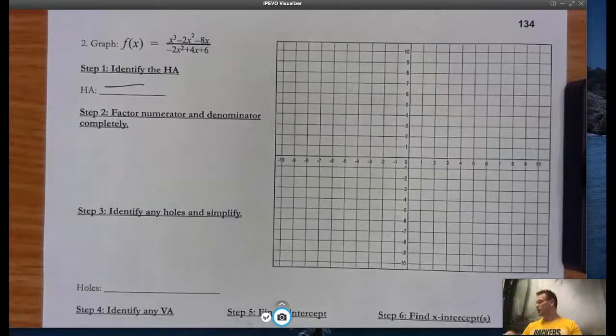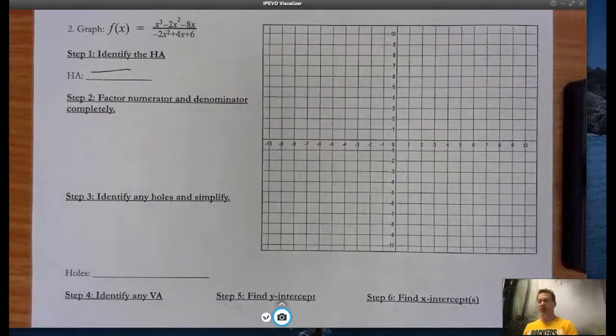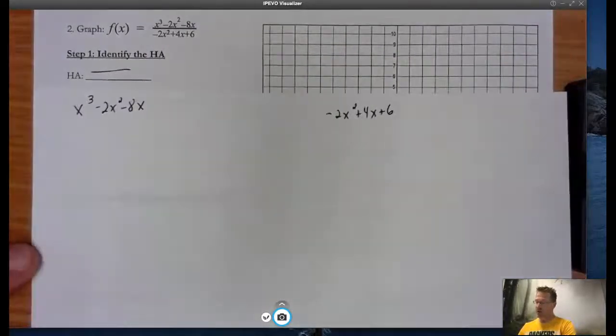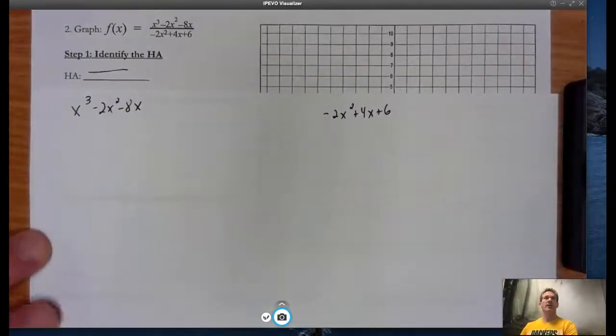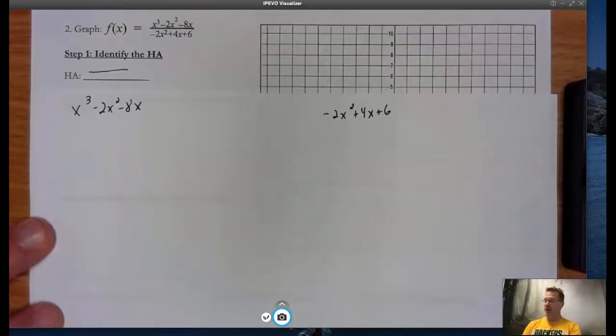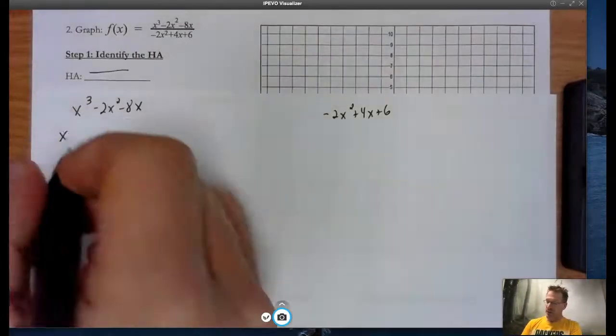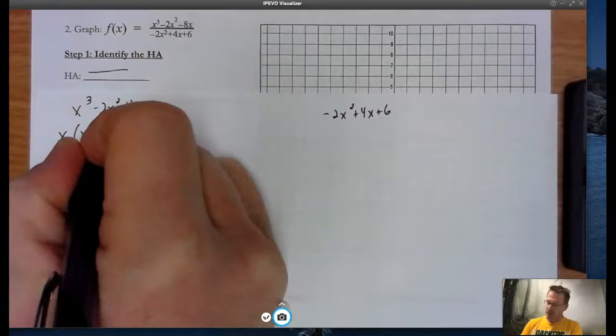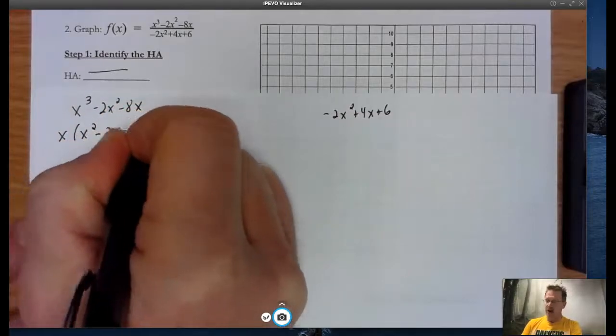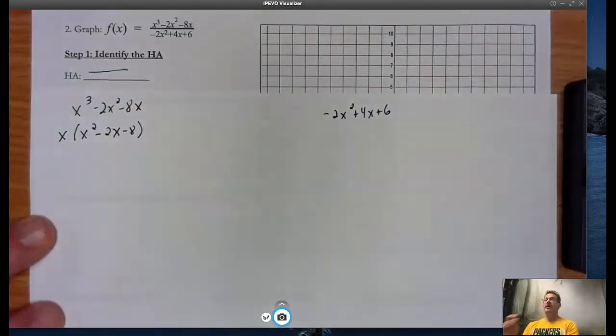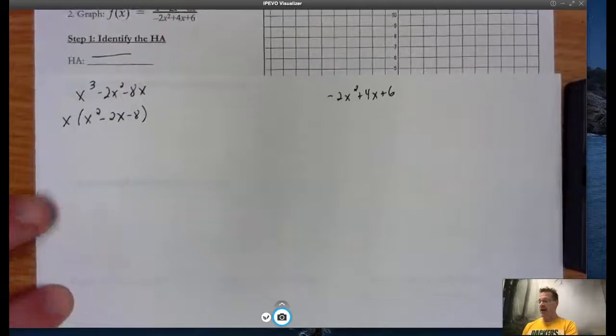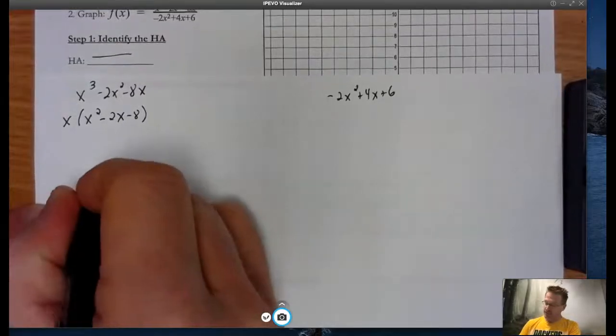Now no horizontal asymptote, so we go to step 2, which is factor everything completely. Once again, to save a little bit of room here, I'm going to write a little bit bigger than that space. I've written out my numerator and my denominator. First thing, when I look at the numerator, it does have a GCF, and that GCF is x. So I'm going to take that x out, and I get x squared minus 2x minus 8. Now that I'm in my quadratic, I can jump into my area model.